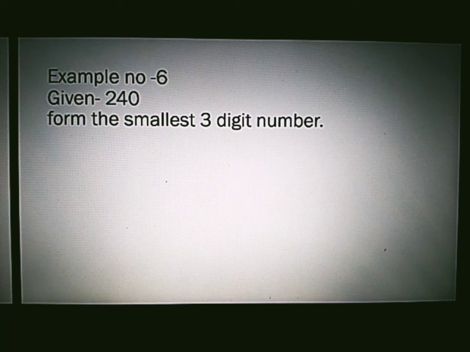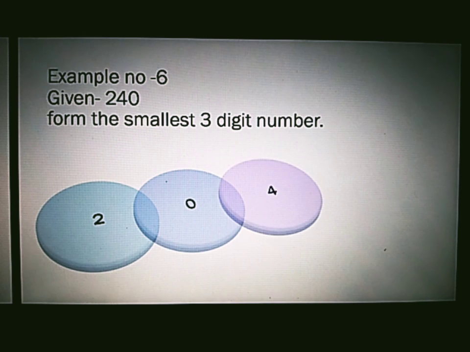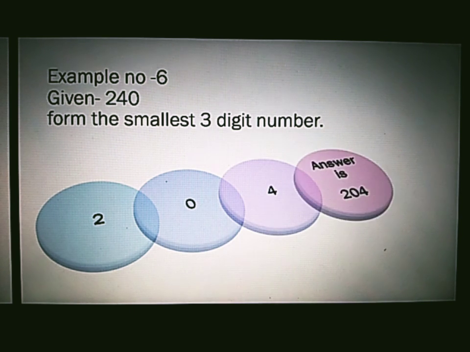We will first observe the remaining numbers. Here we have 2 and 4 as remaining numbers. Out of that, 2 is the smallest number that we will write first. Now we have 4 and 0 left with us. So which is the smallest number here? 4 is greater than 0. 0 is the smallest number that we will write after 2, and then we will write the remaining number, that is 4. So now we have the smallest 3-digit number here, that is 204.